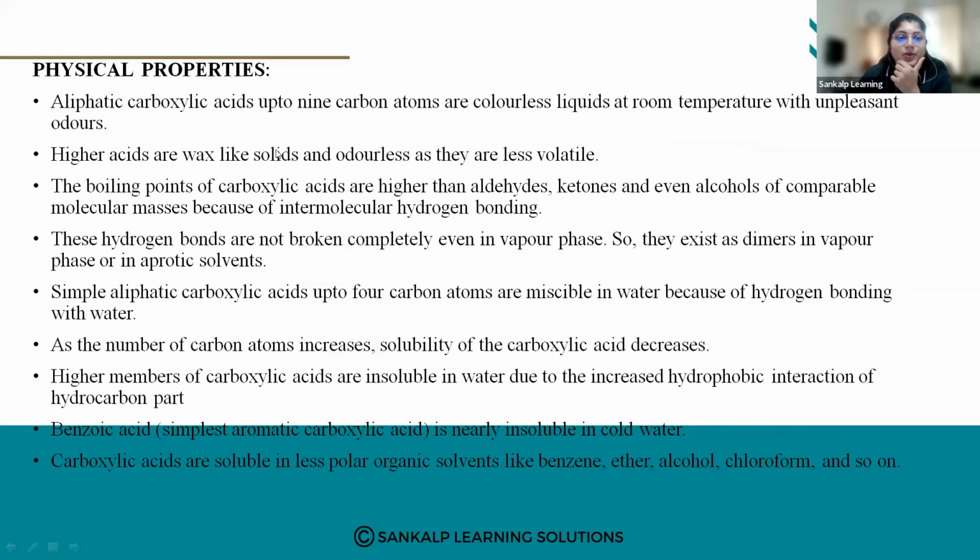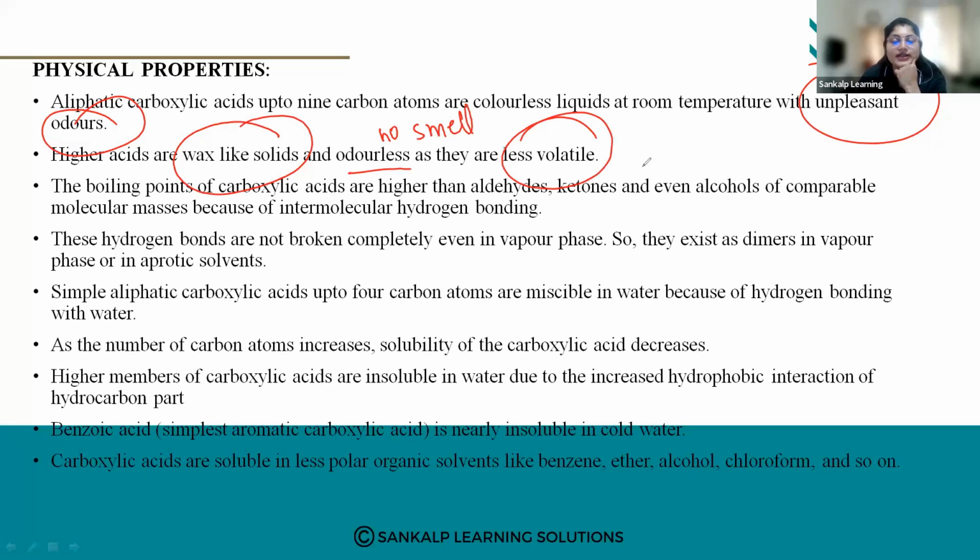So what are the physical properties? Aliphatic carboxylic acids up to 9 carbon atoms are colorless liquids at room temperature, with an unpleasant odor. So the smell is not good. Higher acids are wax-like solids and they are odorless, no smell. Odorless means they do not have any smell, and they are less volatile. Less volatile means they won't easily evaporate.